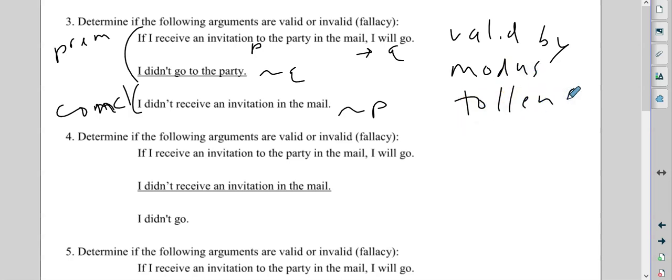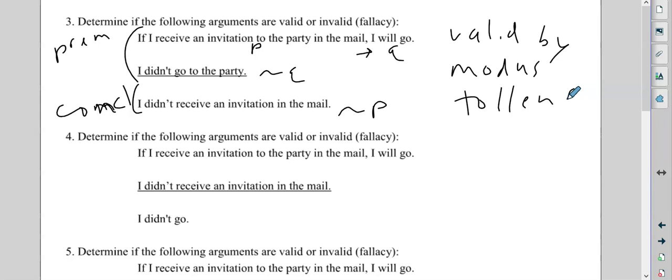M-O-D-U-S T-O-L-L-E-N-S. So think about it. Even though I'm talking about something that I could go, wait a minute. Just because I didn't go to the party does not mean I did not get an invitation. That could be very true. But based on pure logic, this is a valid argument. Based on the very concrete thing of, if I get an invitation, I'm going. Since I didn't go, that means I didn't get an invite. Again, real world, no. There's plenty of other possibilities here. But based on pure logic, this is a valid argument. Truth doesn't matter.